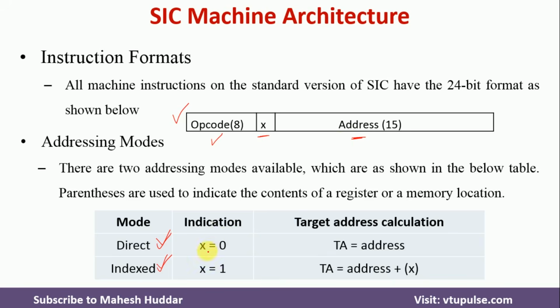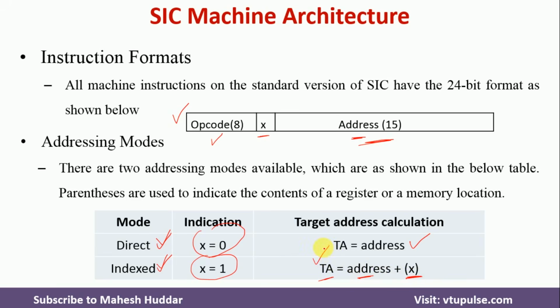Now, if the value of x is equal to 0, the target address is the address itself. Whatever address is present here is the target address. If the value of x is equal to 1, the target address is the address present here plus the value of x. That will become the target address in this case.